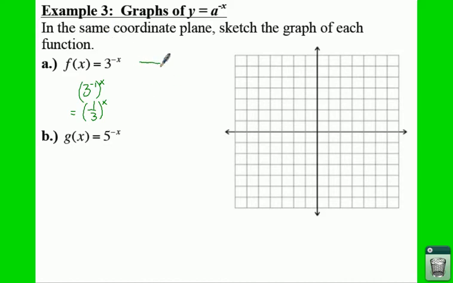And you can either plug it into 3 to the power of negative x, or you can plug it into the 1/3 to the x. But either way, it's going to be the same thing. So I'm actually going to plug it into the 1/3 to the x. So I'm going to use -2, -1, 0, 1, and 2 again. And when you substitute these in, you get a 1/3 to the -2.